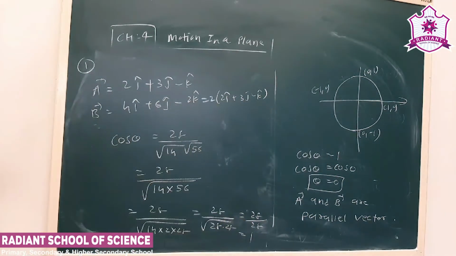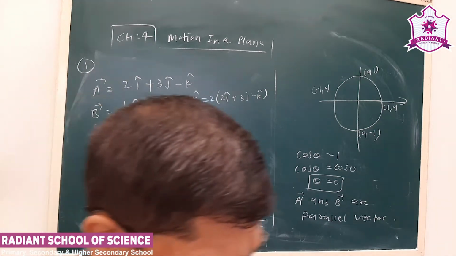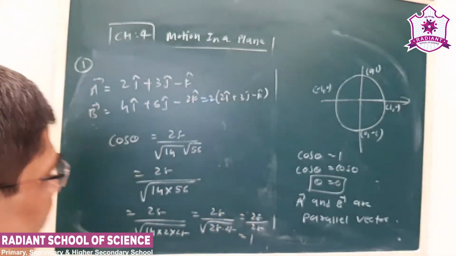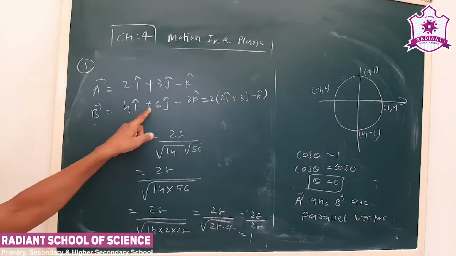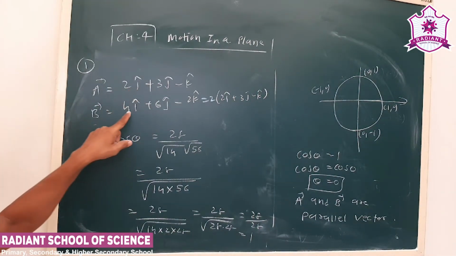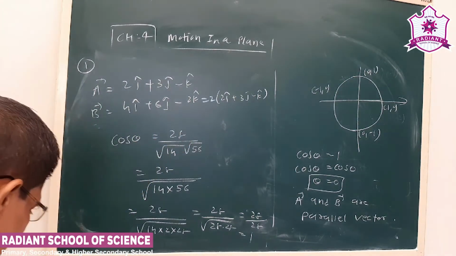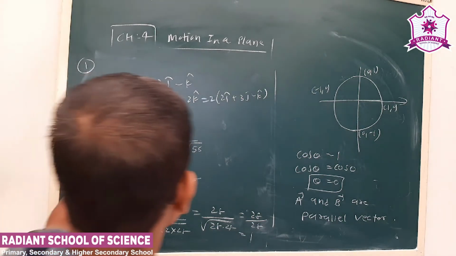In a 1 mark MCQ you would not like to use this much longer method. Then you have to analyze the question. What do I observe? If I take 2 common, it is similar to A only. So B is equal to 2A. That means it is a parallel vector. So this is how we can solve. Now see our next question.